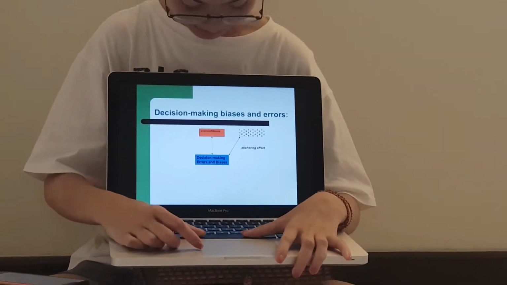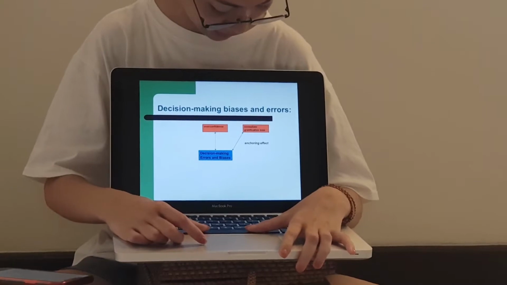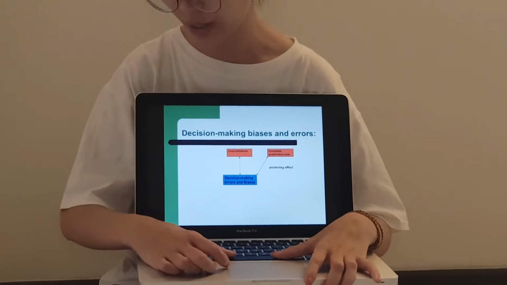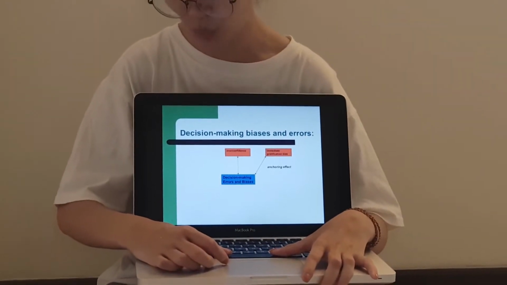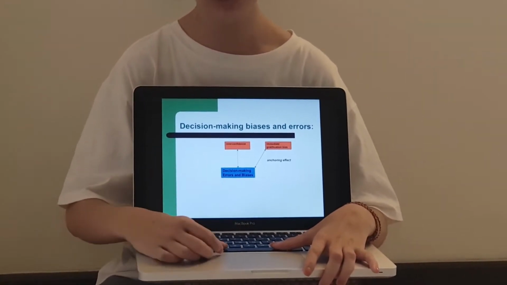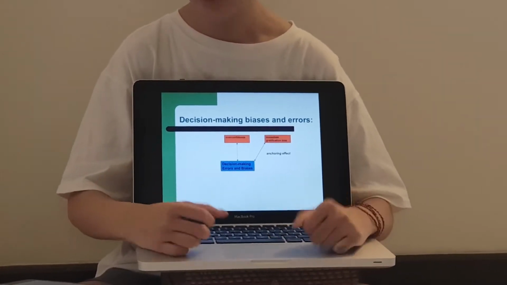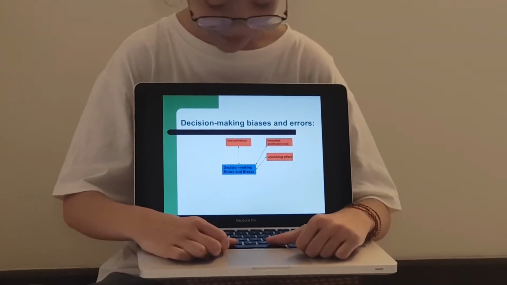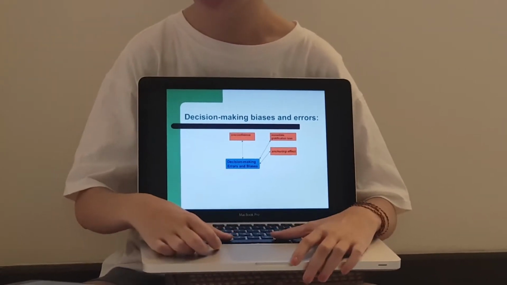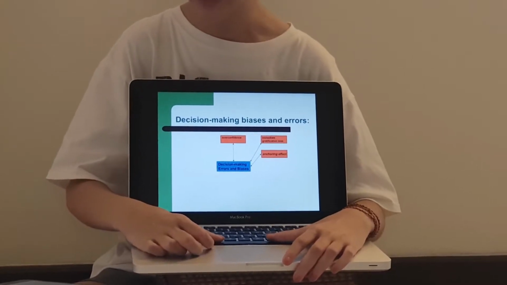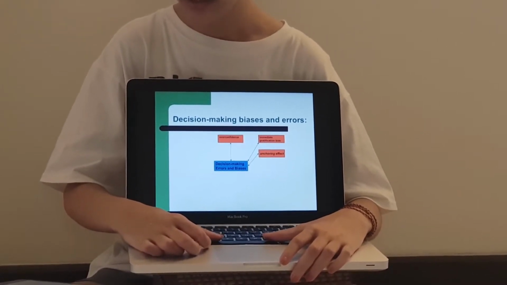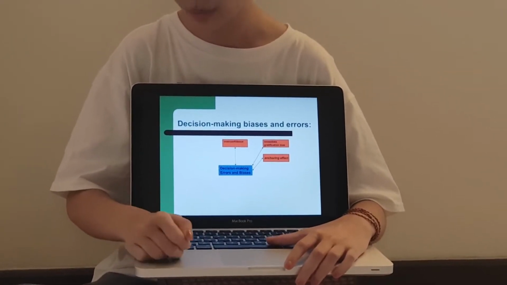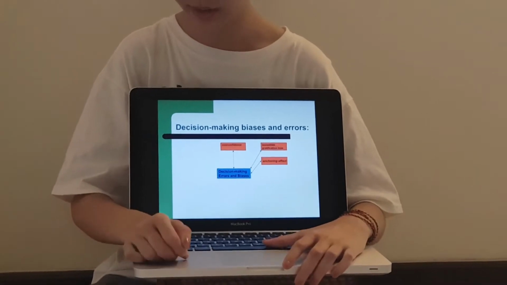The next one is the immediate gratification bias, which occurs when decision makers tend to want immediate rewards. Then the anchoring effect, which is when decision makers fixate on initial information as a starting point, and once set, fail to adequately adjust for subsequent information.